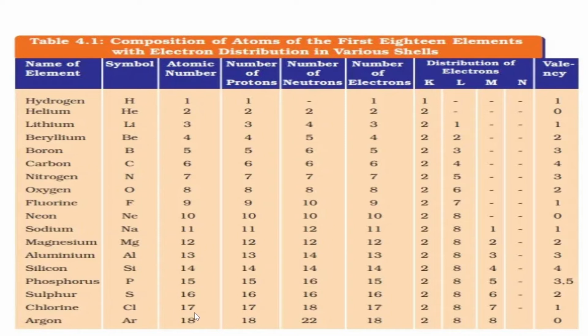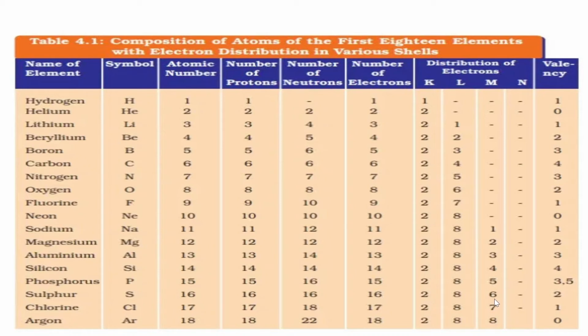Its atomic number is 17. Number of protons is 17. Number of electrons is 17. And the arrangement, if we see, is 2 in the inner shell, 8 in the next shell, that is your L shell. We know the capacity of L shell is only 8. So the next electron goes into the next shell. That is, we have got 7 more electrons in chlorine. So 7 more electrons go into the M shell.